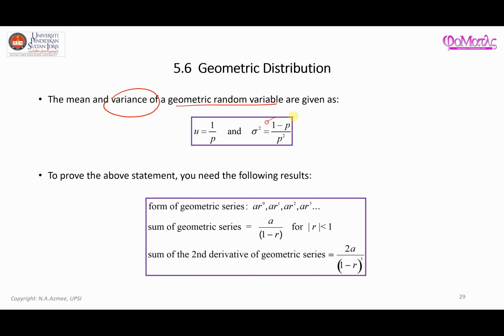In this video, I'm going to talk about how to get the variance of a geometric random variable to be as such: 1 minus p over p squared. And what is p? p is the probability of success.